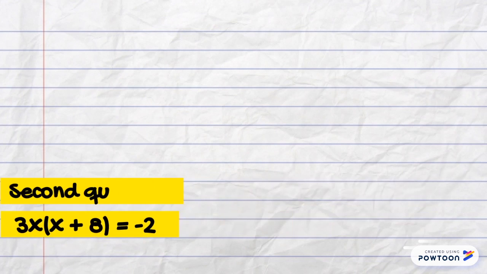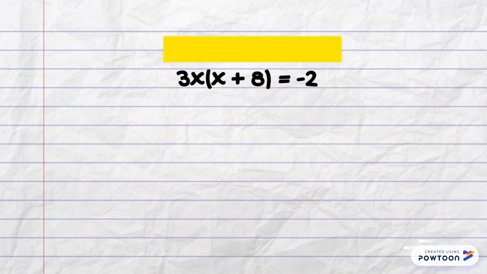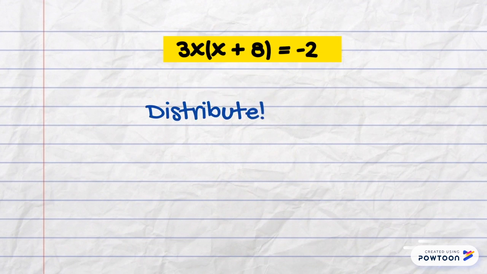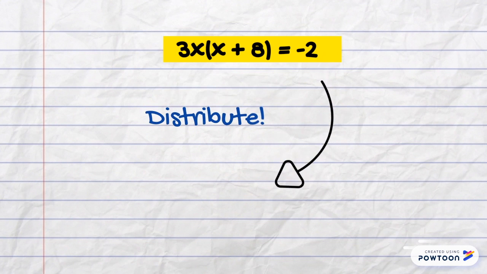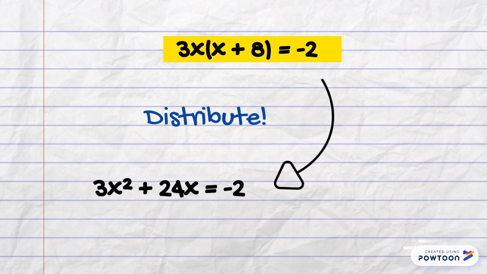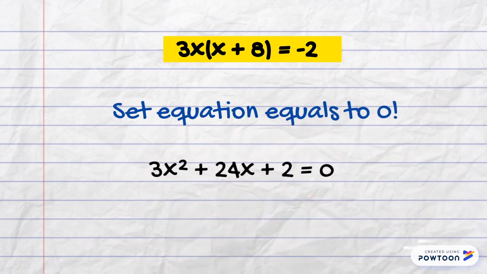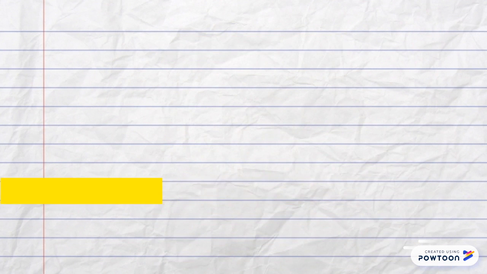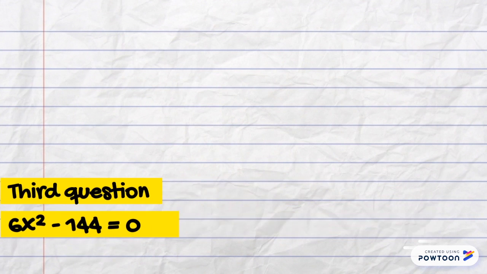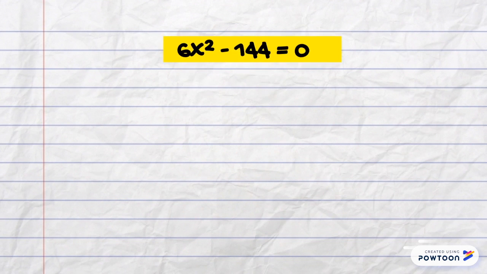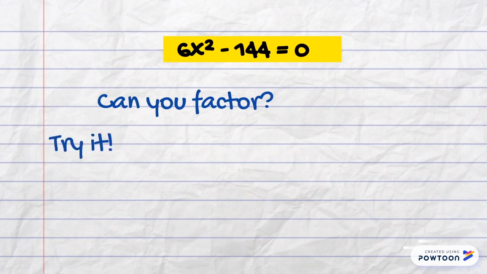The second equation is 3x times x plus 8 equal to minus 2. So first we have to distribute the 3x in the bracket, then we get 3x squared plus 24x equal to minus 2. And next we have to set the equation equal to 0. Then we have to move minus 2 to plus 2. The equation is 6x squared minus 144 equal to 0. So first we have to think, can we factorize it? So we have to try it.